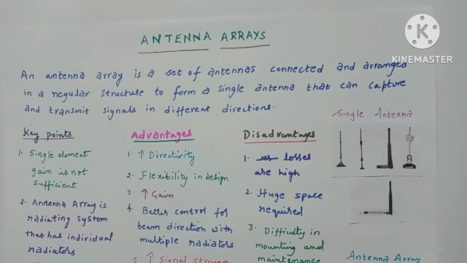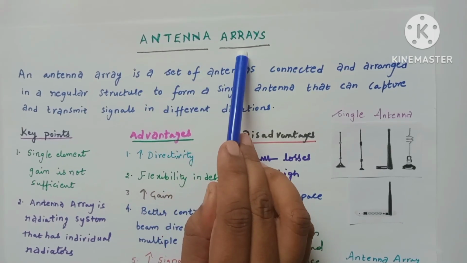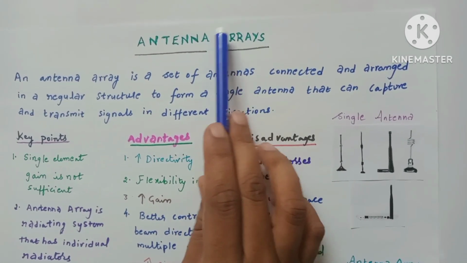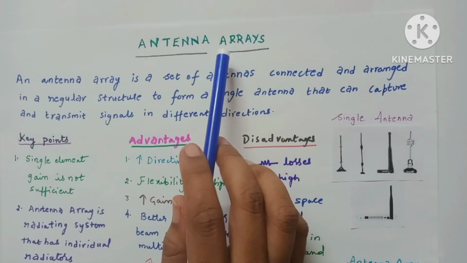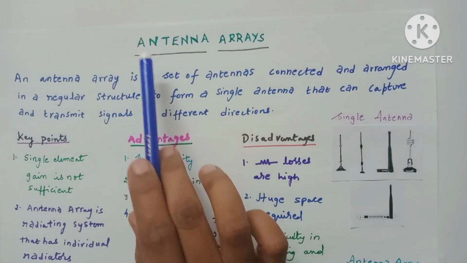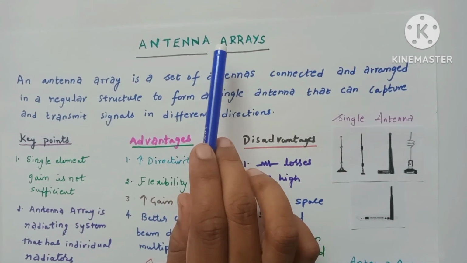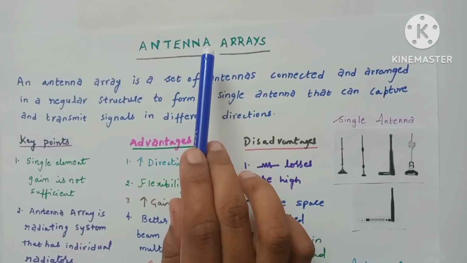Hi viewers, in today's class I am going to discuss the concept of antenna arrays. All of you have heard the term array. Array generally means a group. That means in our class today we are going to discuss antennas that are used as a group.